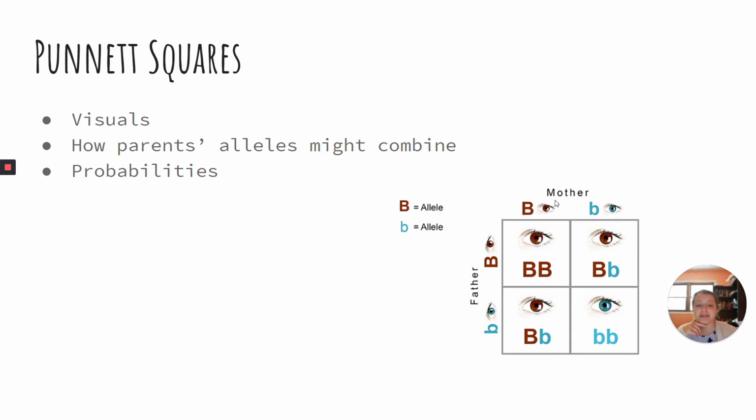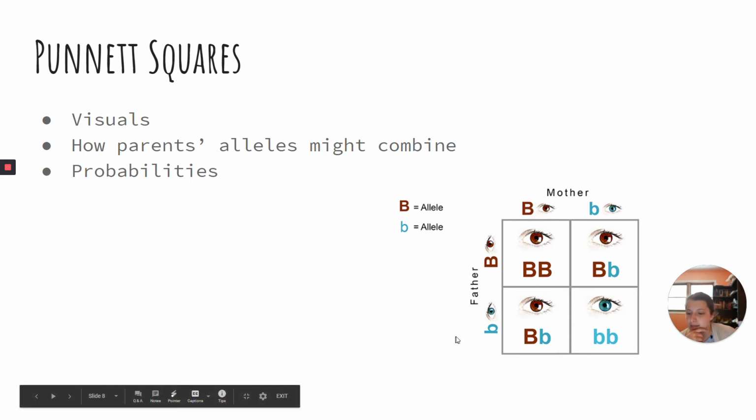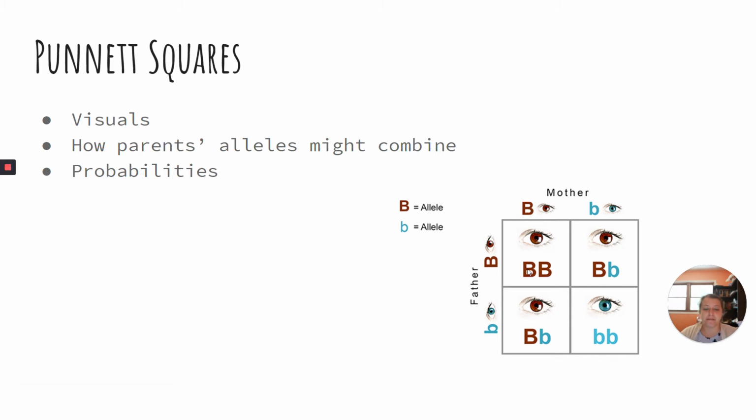Because even though mom and dad have brown eyes, there's still a chance that their child could have blue eyes just because they have those alleles. Okay, so what happens is we take a B. You take the uppercase B from here. Let's bring it down here. Then you take the uppercase B from here. Let's bring it here. So you kind of mix these two together.